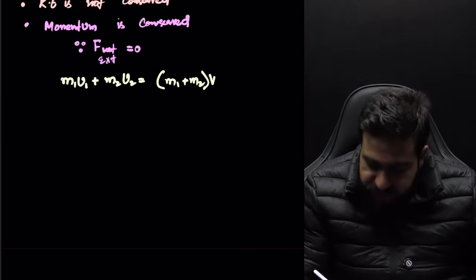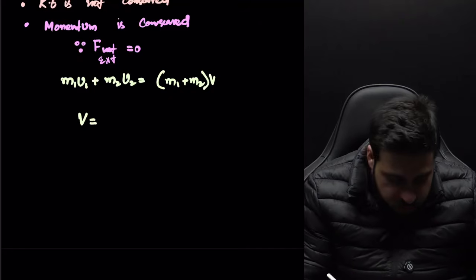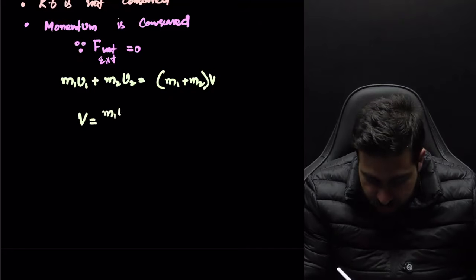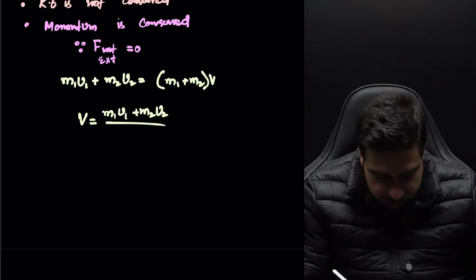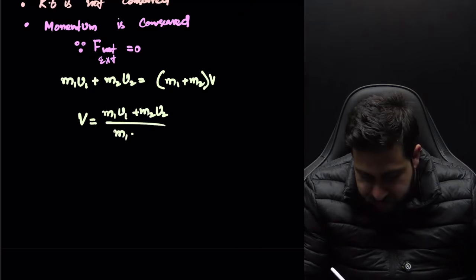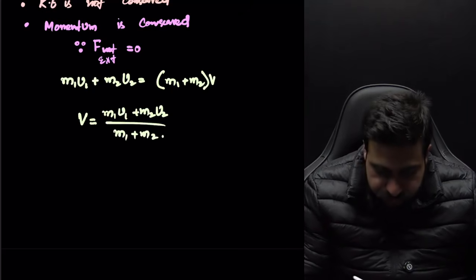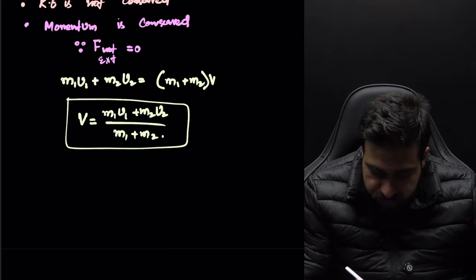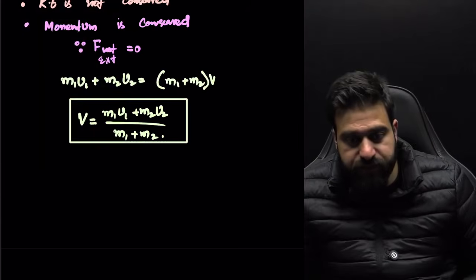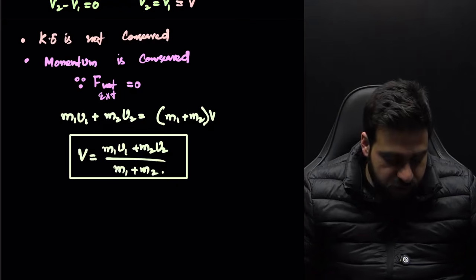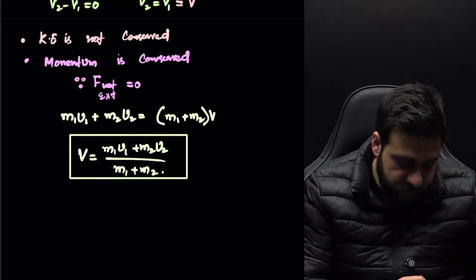Okay. And if somebody asks you what the final velocity is from here, you can say it is (M1 U1 plus M2 U2) upon (M1 plus M2). This is the final velocity of the two masses in this particular case.